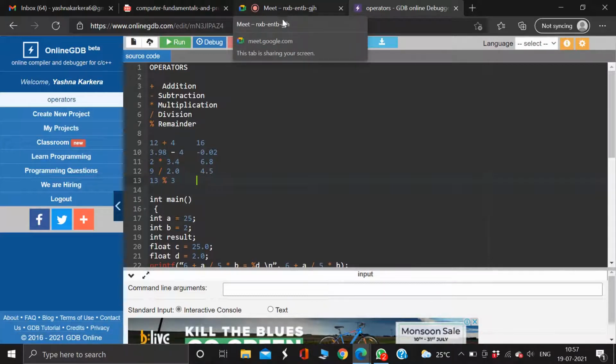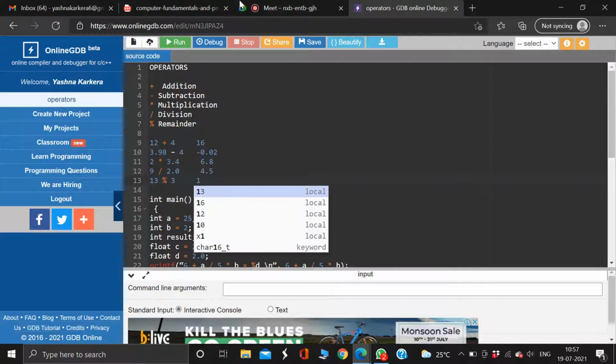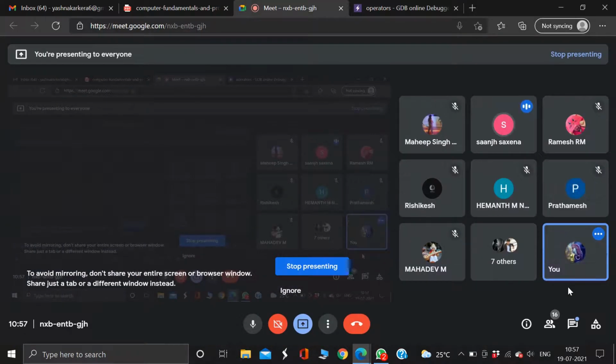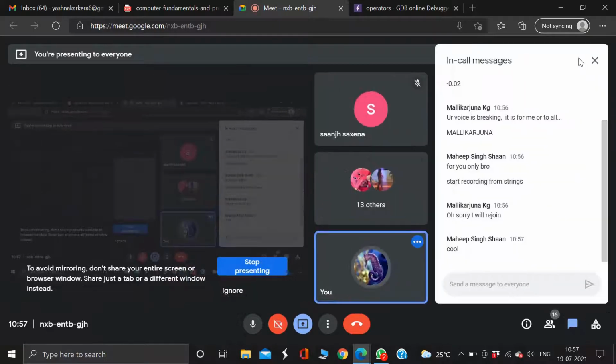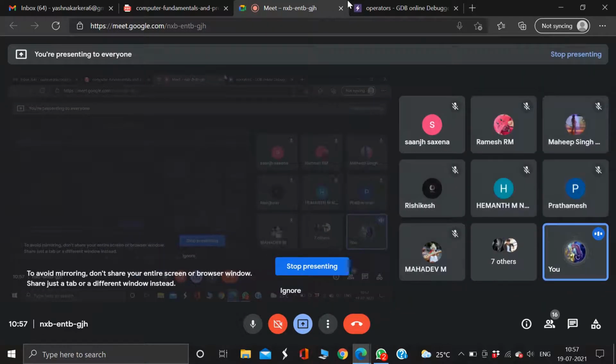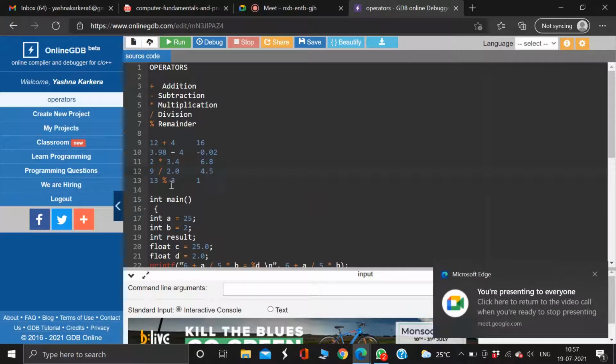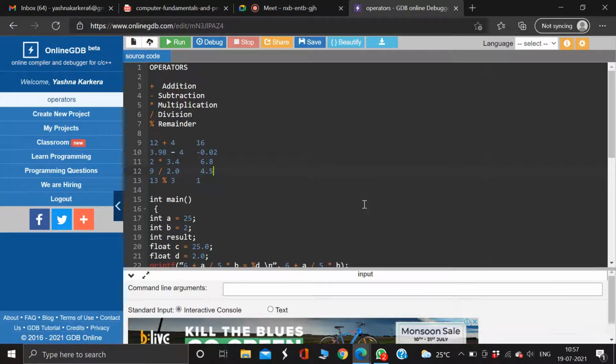What will this be? Anyone who has understood what this percentage does would be able to answer. 1. Very good. 1. Did you get that, Sanj? So one basically means it's the remainder, right? When you divide 13 by 3, it will go 4 times, that is 3 fours are 12, and you get 1 as the remainder. That's why here you get 1 as the answer.